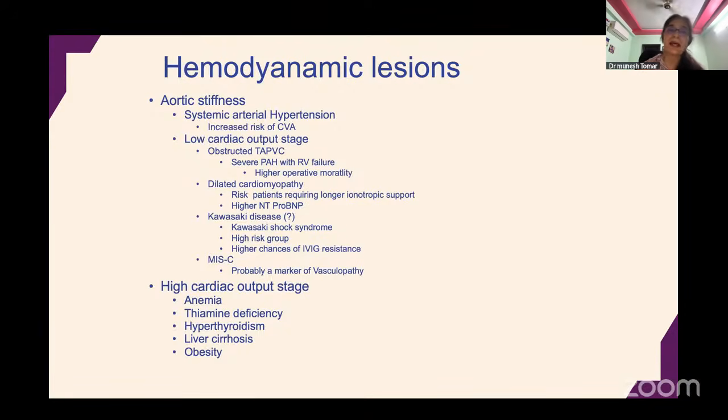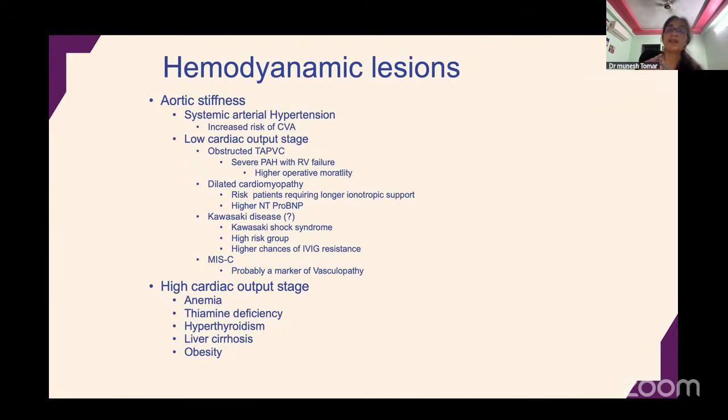Low cardiac output, as I discussed with dilated cardiomyopathy, Kawasaki disease, MISC, obstructed, when it is right side dependent circulation or left with very low cardiac output. Effectively, a low cardiac output will lead to a rise in the systemic vascular resistance and lead to flow reversal into the aorta, which is a poor prognostic factor, even if associated with isolated TAPVC. So we have to be very careful, and we have to note it, and we have to put a point to the surgeon also that this particular situation is there. So we need to be extra cautious in the post-op management.